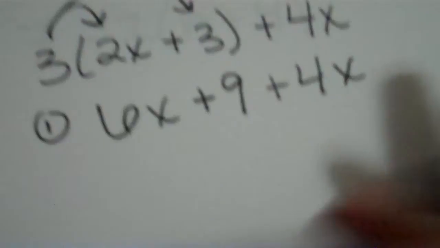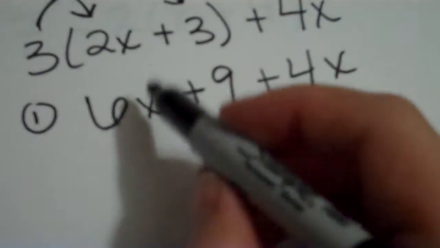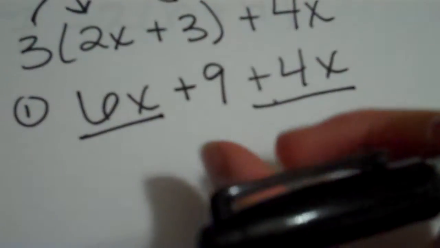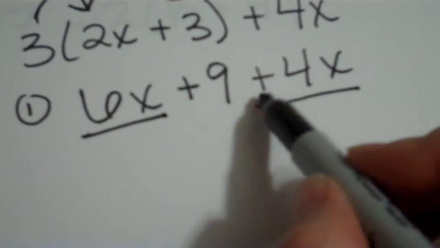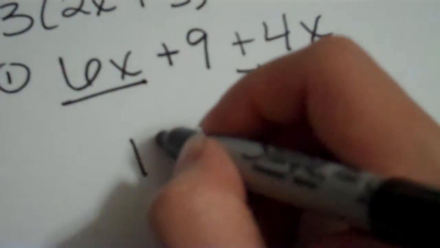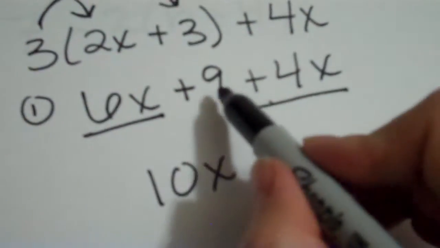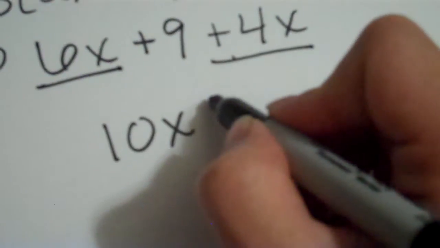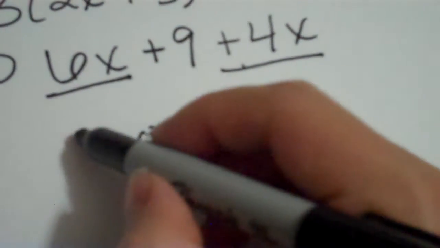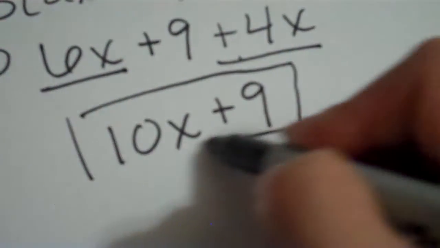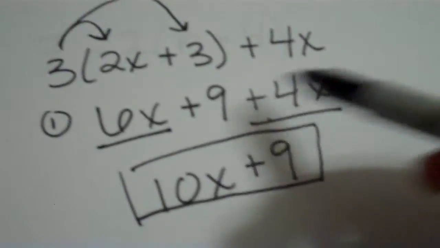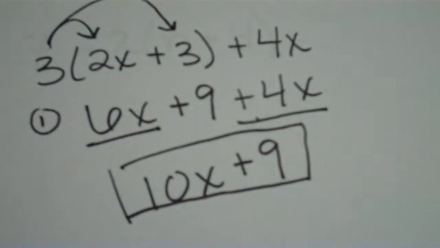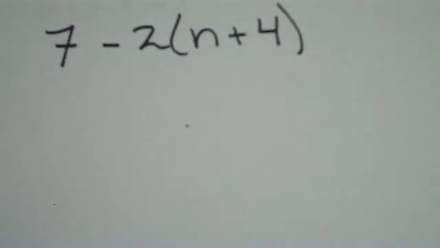Okay, we distributed. Step 2 is we combine anything that looks alike. Well, this is 6x, and this is plus 4x. So we're going to combine them. So 6 plus 4 is 10x. And I can't combine this 9 with anything. It's the only other number. So since it's plus 9, I'm just going to put plus 9. And that is it. So I distributed, and then I combine like terms. That's all I'm doing. So instead of doing just a one-step process, we're doing 2. Okay? Let's look at another one.